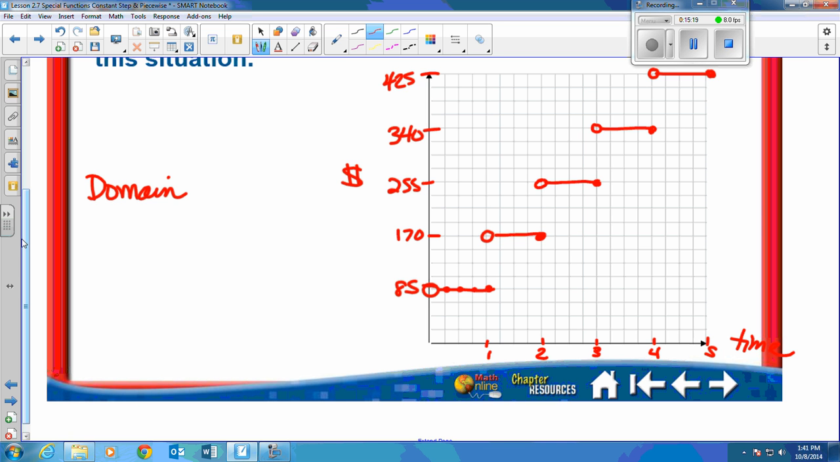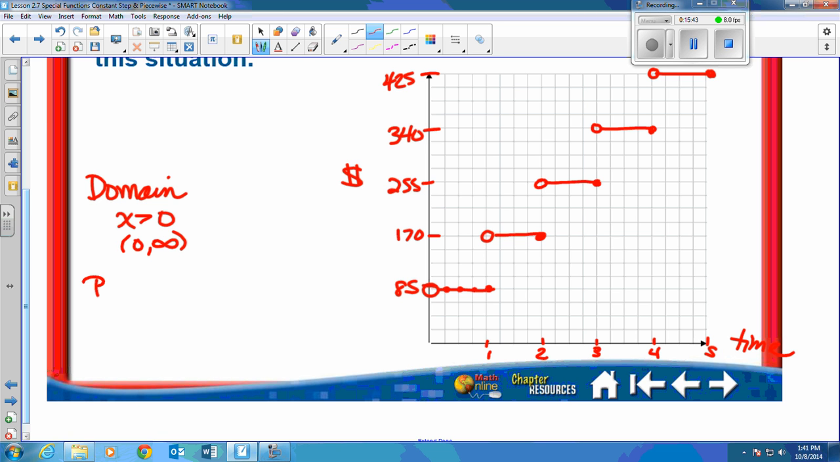Domain are my x's. Read your graph from left to right. What x's are on my graph? No, not just 1, 2, 3, 4, 5. A half, a third, a fourth, an eighth. So any x that is greater than 0. x is time. It can't be less than 0. So x is greater than 0, or we'd say 0 to infinity.